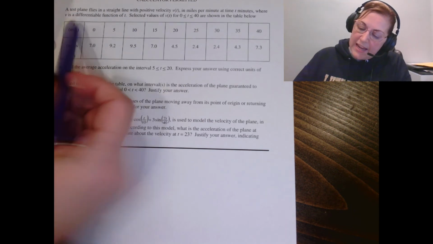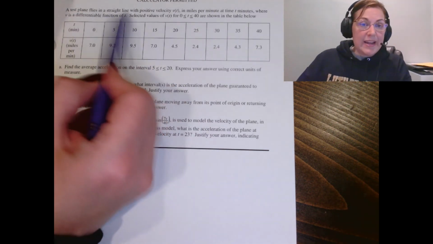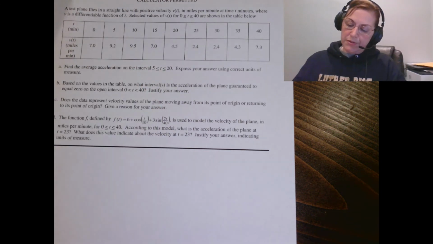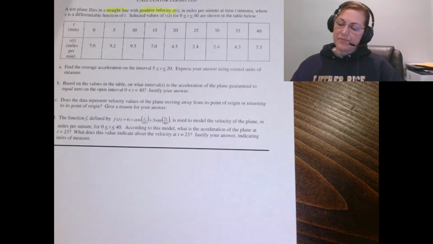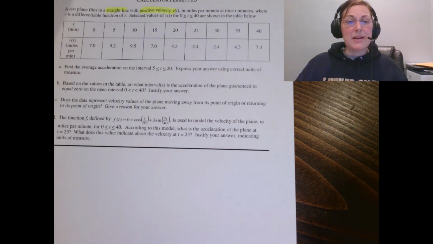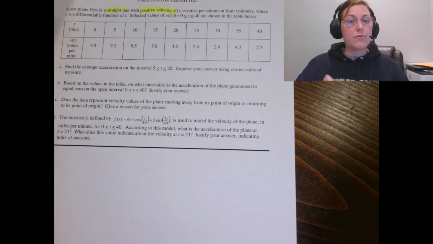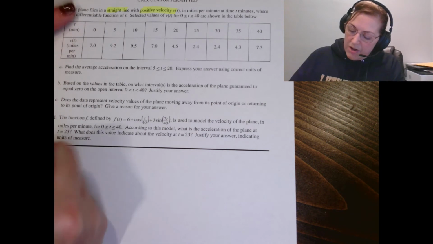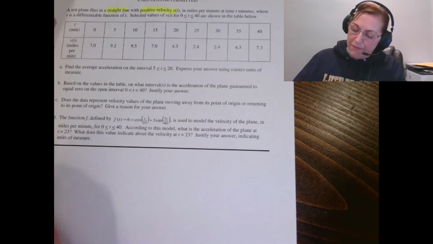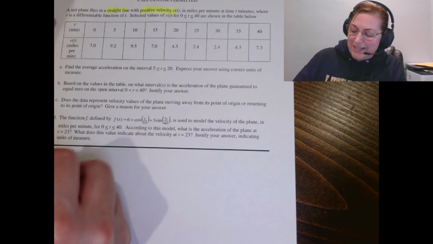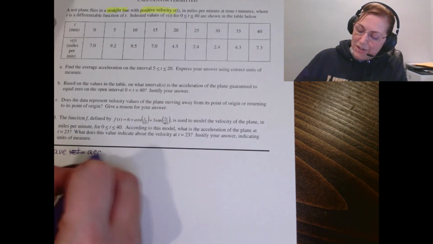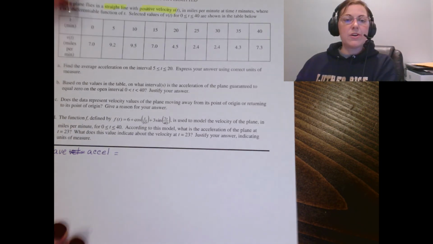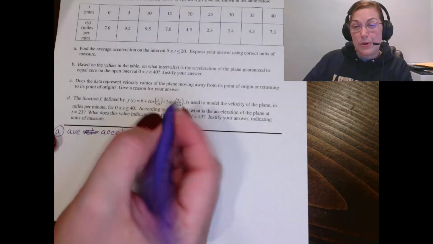All right, so we've got a table, flies in a straight line. That's important. With a positive velocity, and you're given in miles per minute. And so the chart here gives you values for the velocity. So for part A, we're looking for the average acceleration. Remember, we just did this. Oops, and I wrote velocity. Average acceleration. And we're going to have to do that the slope algebra way.